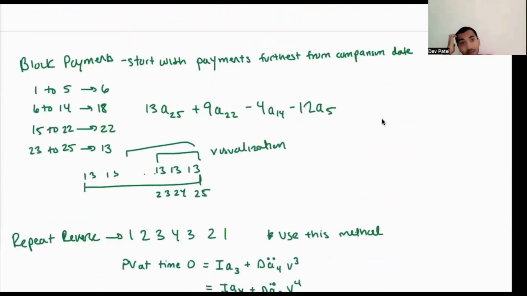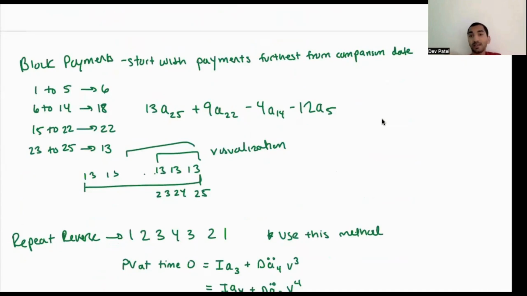And then we also have block payments. Block payments are essentially payments where there are different payments at every period of time. So for 1 to 5, it's 6, 6 to 14, it's 18, 15 to 22, it's 22. And so how do we calculate the present value of this?